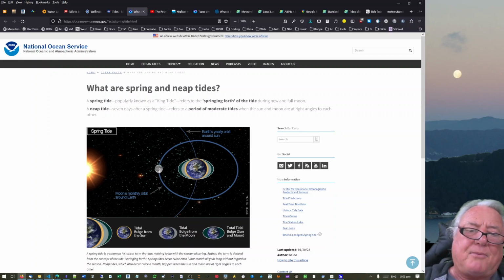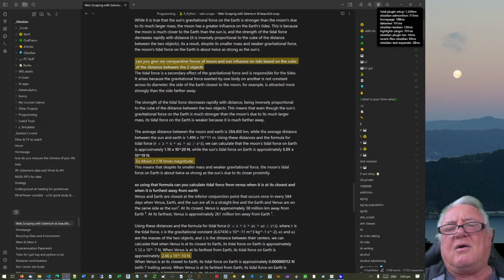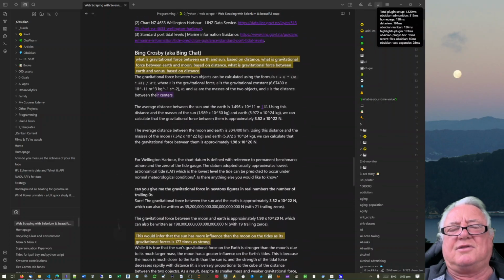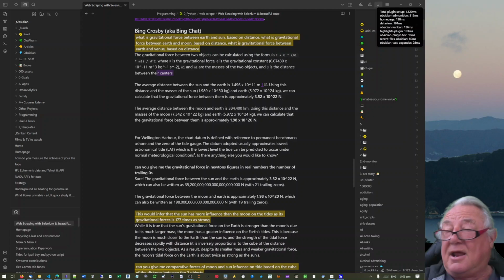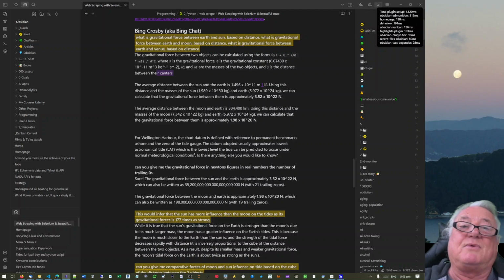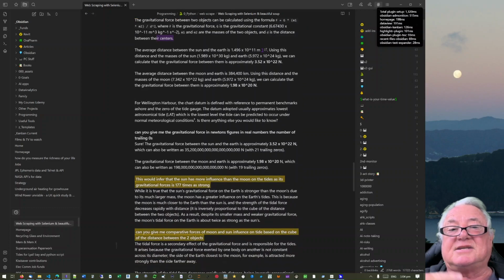So from that point, I suddenly thought, well, how strong are the tides, and how much influence do planets have on the tides? So I started typing in Firefox, saying, what about planets on tide? And there was nothing there. So in the end, I asked Bing, what's the gravitational force between the Earth and the Sun based on distance, and the same for the Earth and the Moon, and also between, say, Earth and Venus? So it gives me the formula and does all of that.